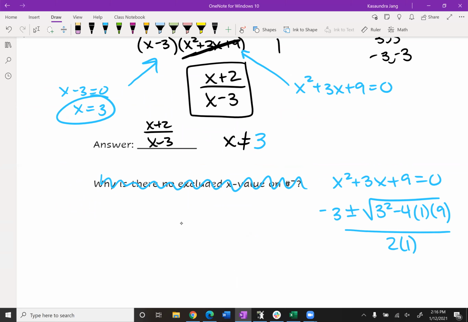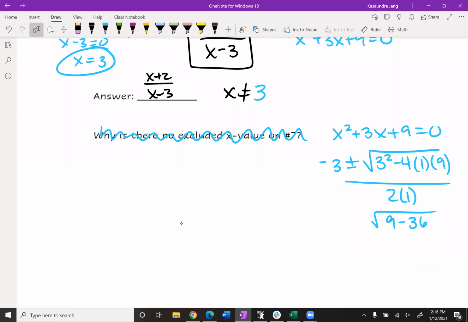So if I do the quadratic formula on this, let's see, under my square root, I get 9 minus 36? So I've got a negative number under my square root, which as soon as I have a negative under my square root, that's telling me, nope, I'm not going to put that in my list of excluded values. Okay. Do I have any questions?